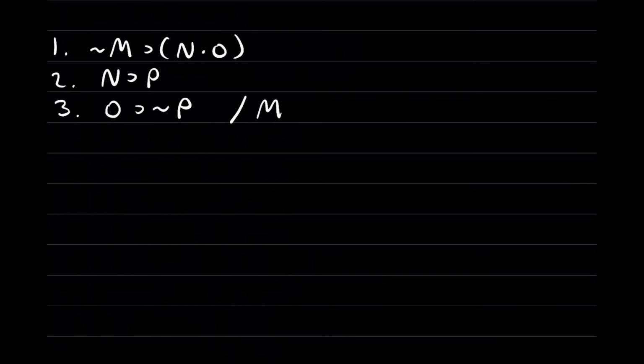So here we've got 3 premises. 1: Not M implies N and O. 2 says N implies P. 3 says O implies not P. And we're just trying to show that M follows.